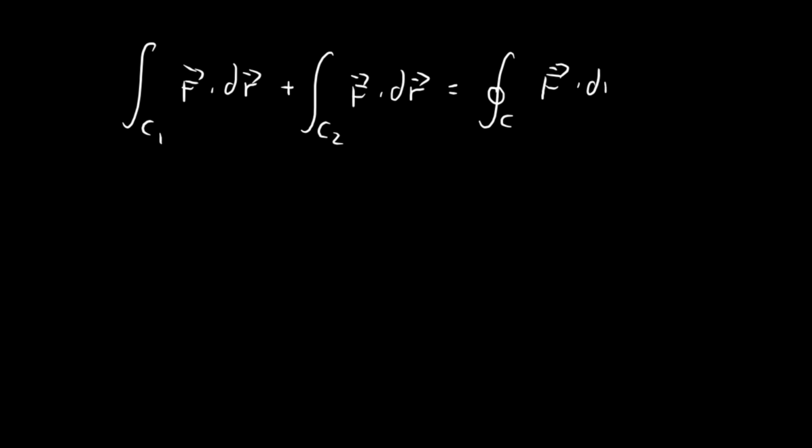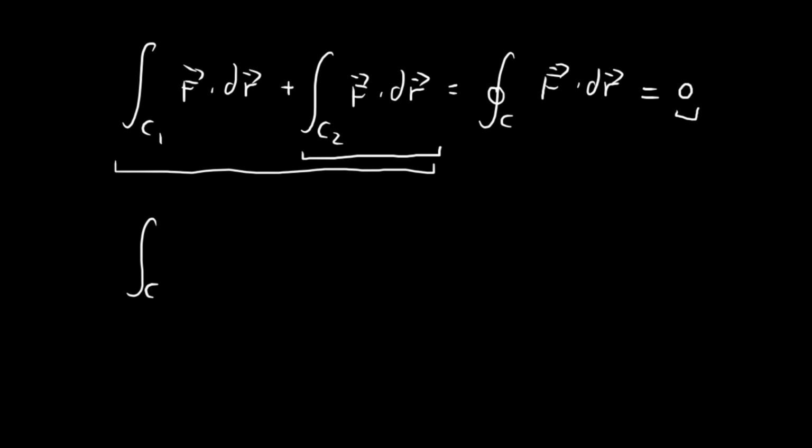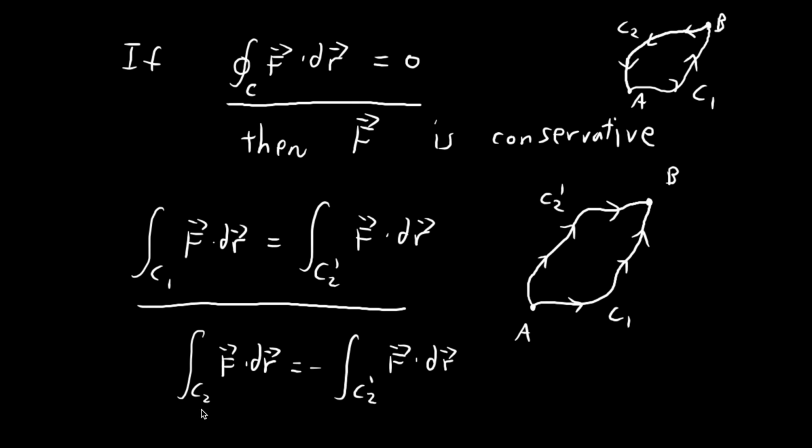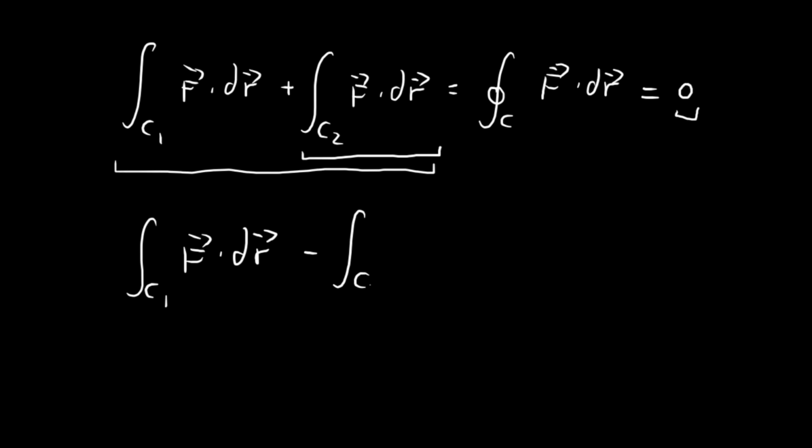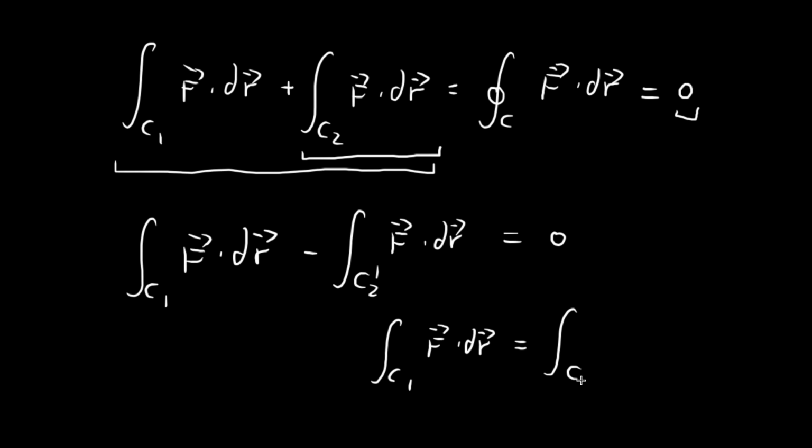As we know, within this vector field, we're already given that any closed path will have a line integral that's equal to 0. So we know that this sum is equal to 0. We also know that the line integral along C2 is related to the line integral along C2 prime by a negative sign, so I'm just going to replace it by minus the line integral along C2 prime, and we know that this is equal to 0. This immediately implies that the line integral along C1 is equal to the line integral along C2 prime.